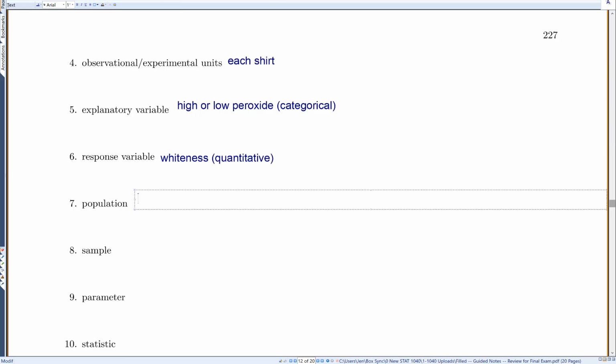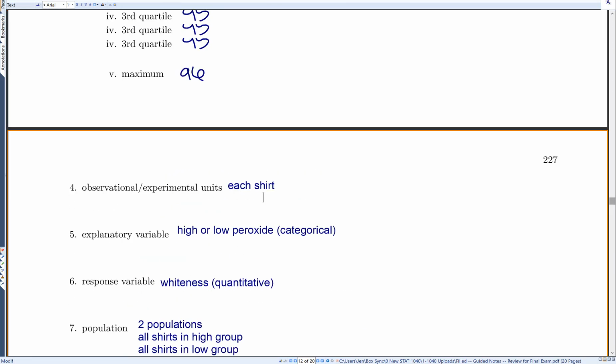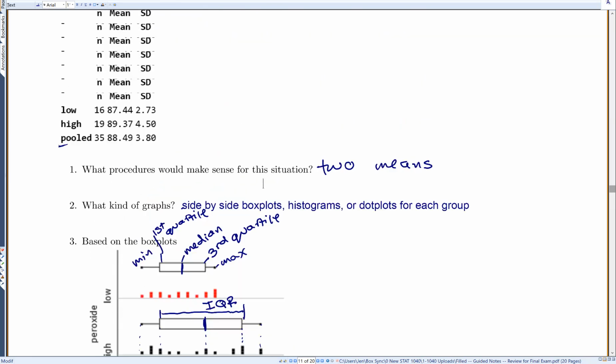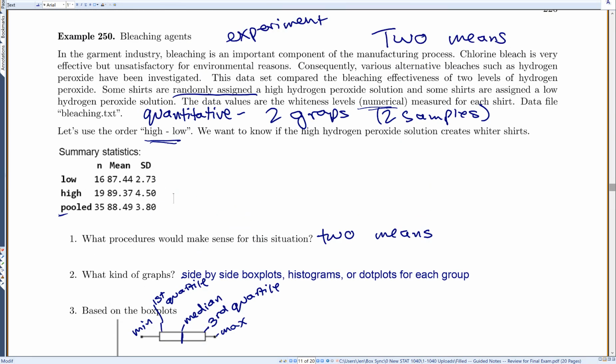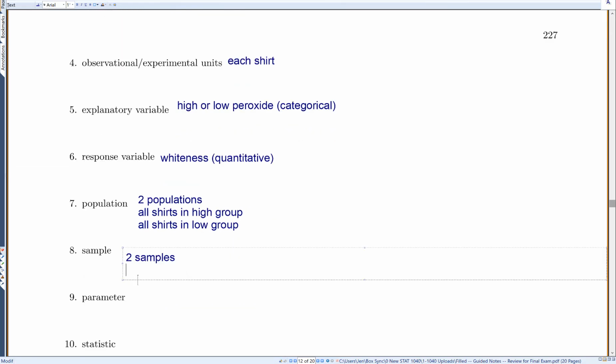My populations. Well, in this case, there's 2 populations. Okay, the first one is all shirts in the high group, and the other one is all shirts in the low group. And my sample, in this case, we have 2 samples. We had 19 in the high group, 16 in the low group. So my samples are the 19 in the high group and 16 in the low group.